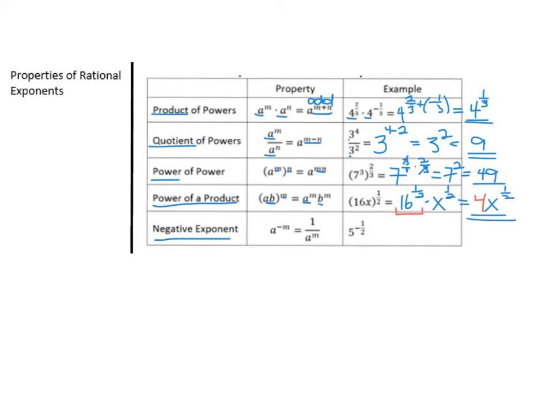Last but not least, anytime you have a negative exponent, remember we talked about this the other day. To make a negative exponent positive, you take the reciprocal of the base. And then that makes your negative exponent positive. All right, so we have a base of 5 to the negative 1/2 power. To make the negative 1/2 positive, we put 5 in the denominator. 1/5 to the 1/2 power. And that's really all you can do using that property of rational exponents.